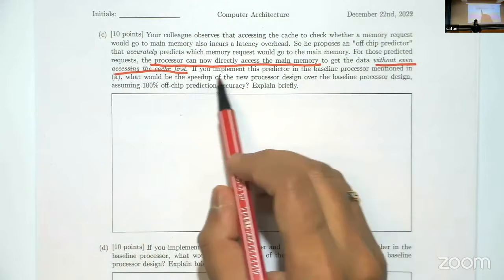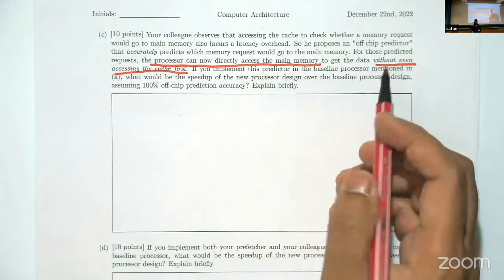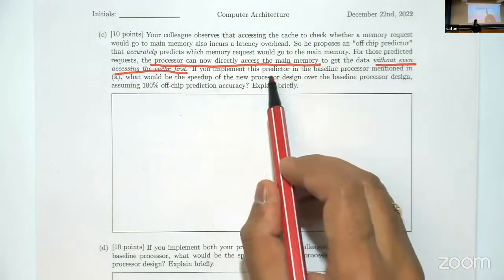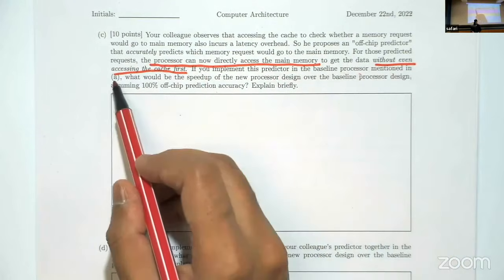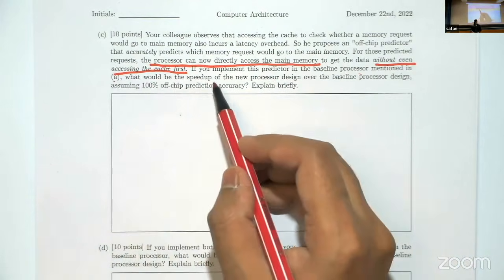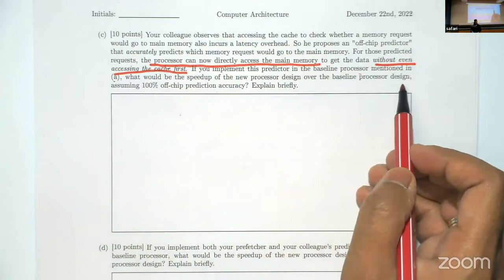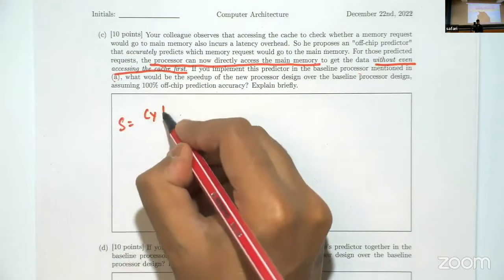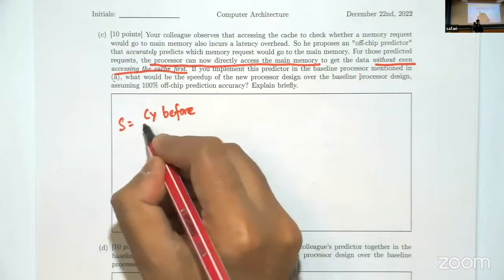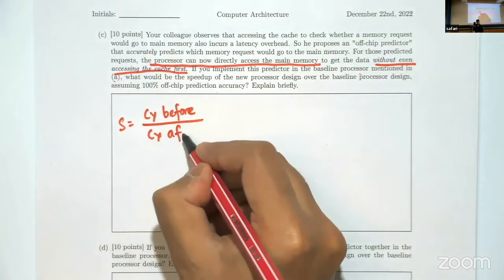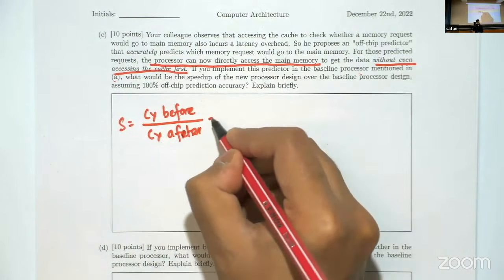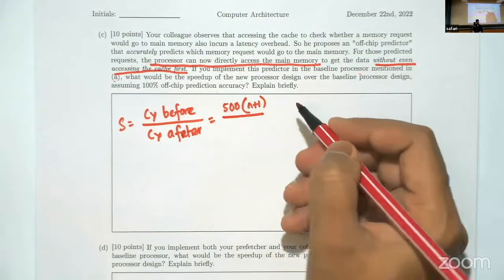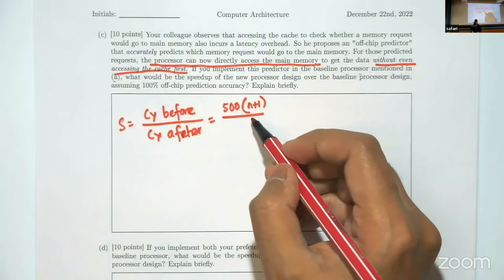Okay. If you implement this predictor on the baseline processor, remember this, the baseline processor does not have a prefetcher yet. So if you implement this predictor in the baseline processor mentioned in A, the first question, what would be the speed up of the new processor design over the baseline processor? Again, your speed up would be cycles before divided by cycles after. Cycles before would be 500 into n plus 1. We have calculated that in question 1A.